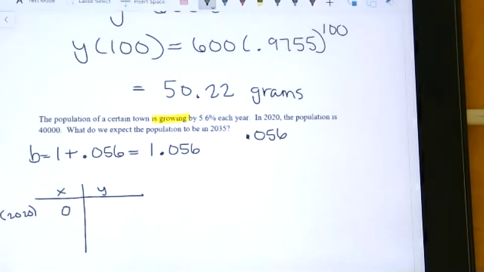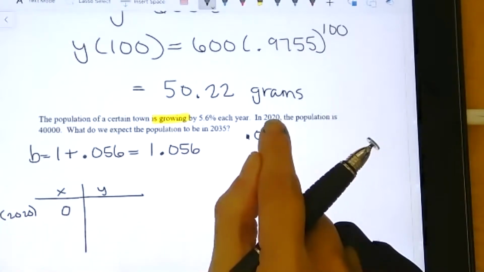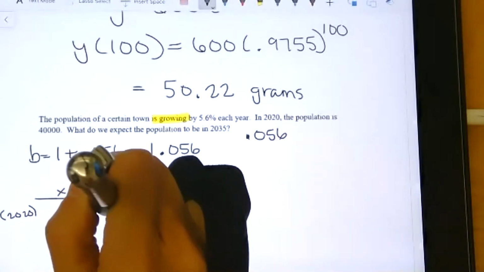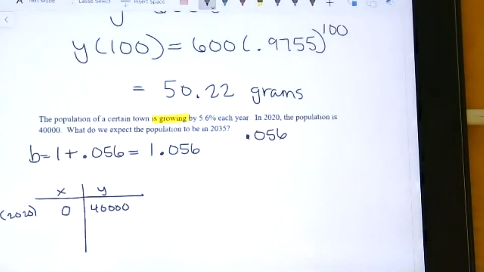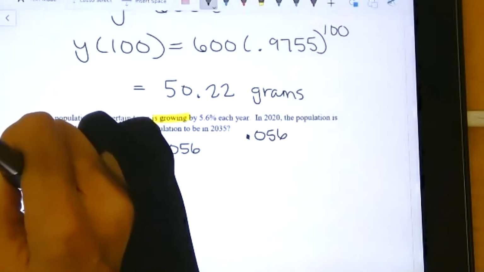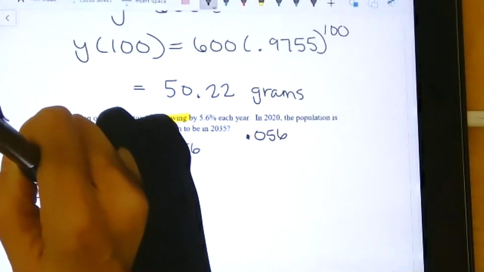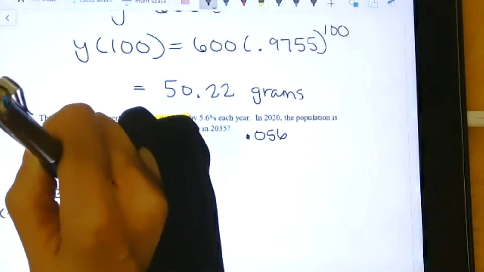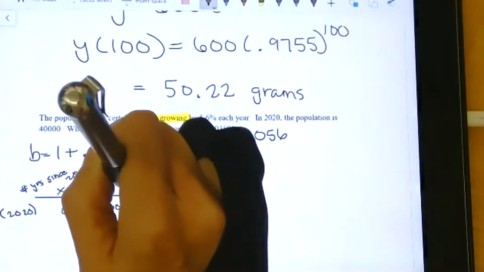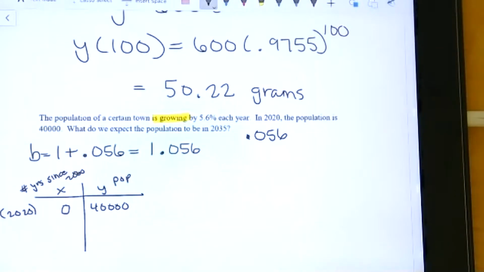So this is exponential growth. In order to answer the question, I just have to start the growth at some place in time. So why not start it at 2020? It's the smaller of the two values right here. So in 2020, the population was 40,000. So X is going to be the number of years since 2020, and then this is the population here. So 0 is 0 years since 2020.